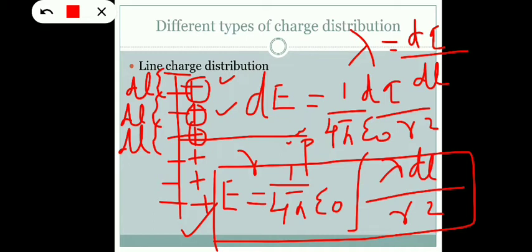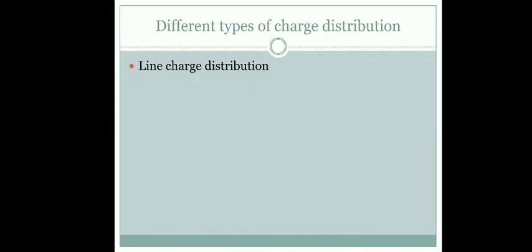Okay. Now, let's discuss the next charge distribution, that is surface charge distribution.